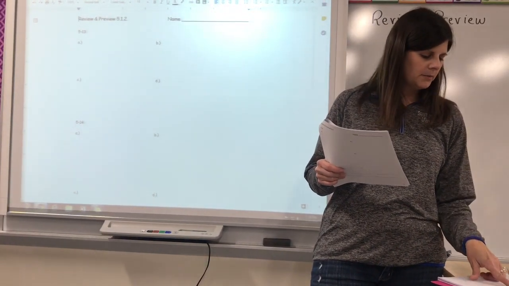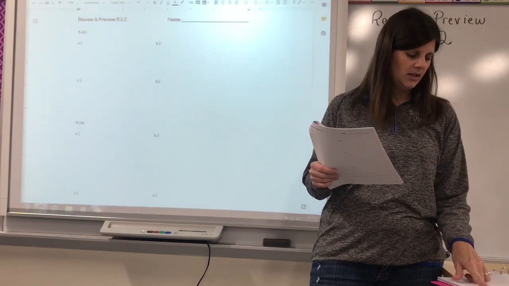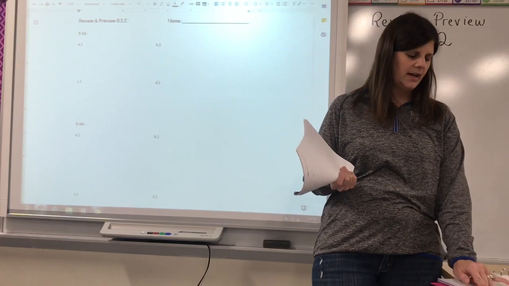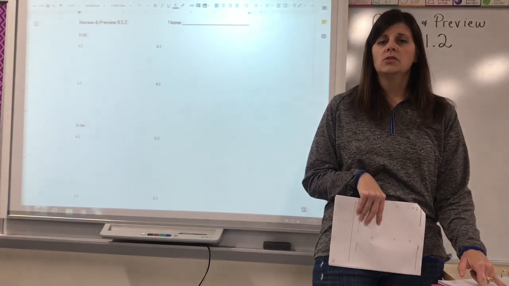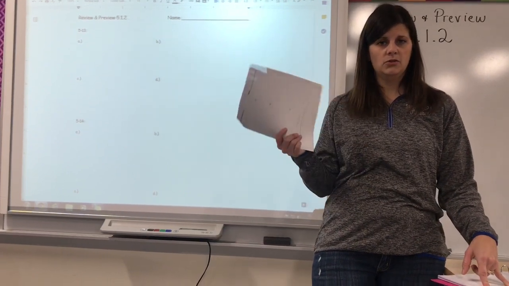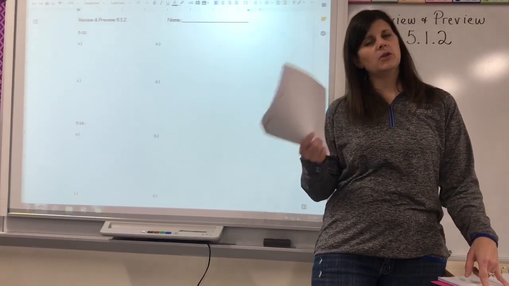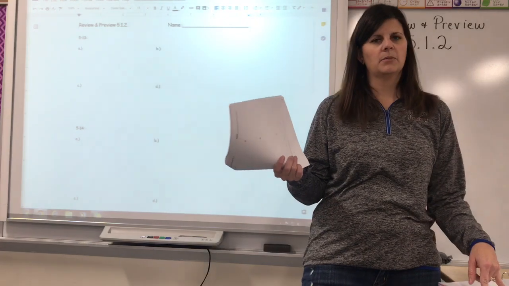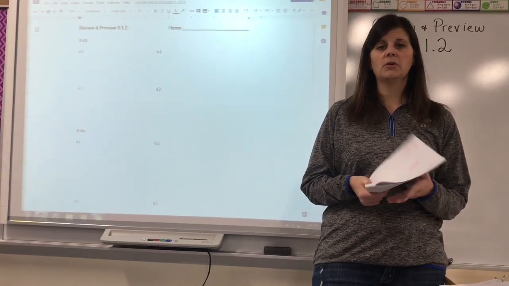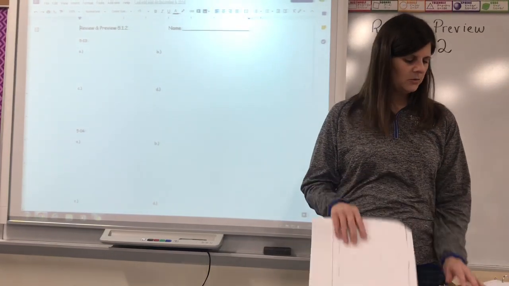For parts B and D, those are already fractions greater than 1, or improper fractions, and I have to change those to mixed numbers. So I have to decide how many times does the denominator go into the numerator. That's going to give me the whole number part of my mixed number. Then I've got to see how much is left over. That gives me the numerator, and then my denominator will stay the same.